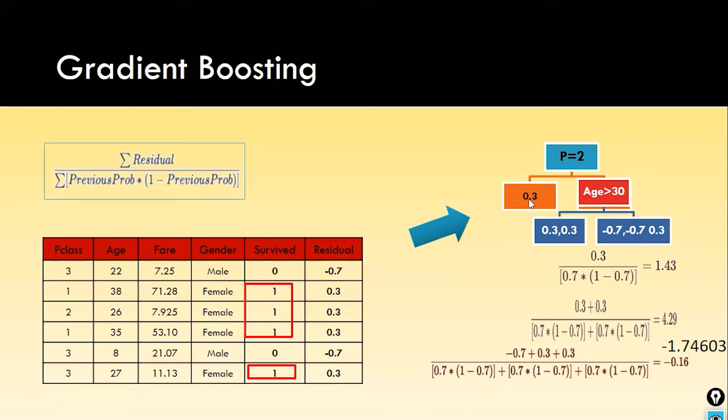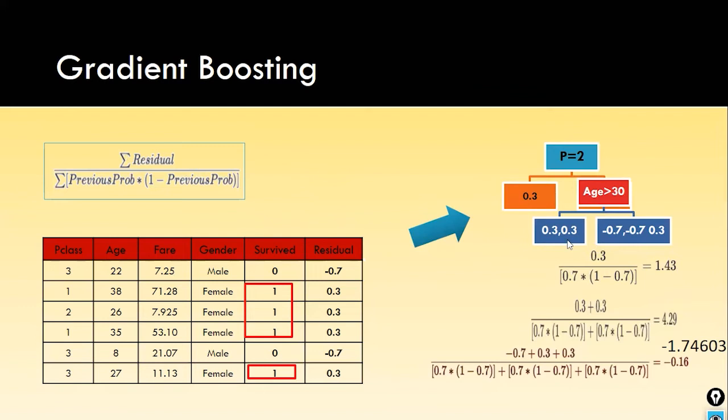In this case, the first leaf has only one residual value, that is 0.3. And since this is the first tree, the previous probability will be the value from the initial leaf, the same for all the residuals. So if you plug in the value 0.3, since we have only one value here we don't have to sum it, 0.3 divided by the previous probability, 0.7 into 1 minus 0.7. This gives us 1.43. This is the output value for this leaf.